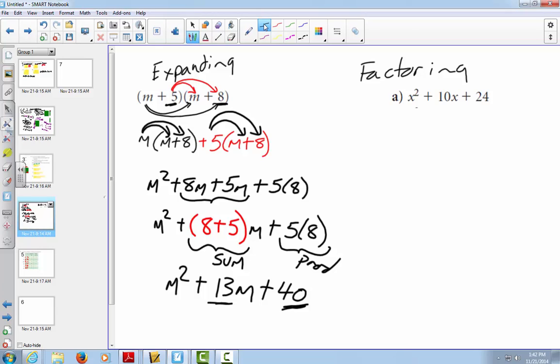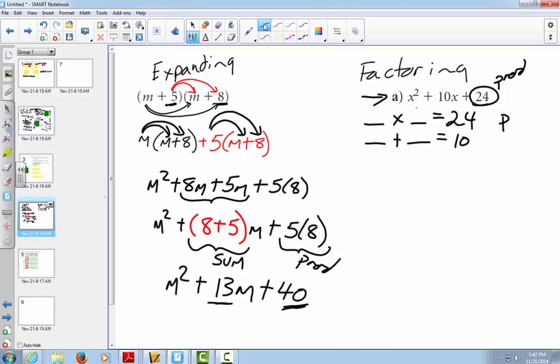So this process will work, and we're now going to work backwards. We're going to go in reverse over in this next problem. We're going to go from this, x squared plus 10x plus 24, to x plus something and x plus something. How do we do that? We're going to start by determining two numbers: what times what will equal my product, 24, and what plus what will equal 10.